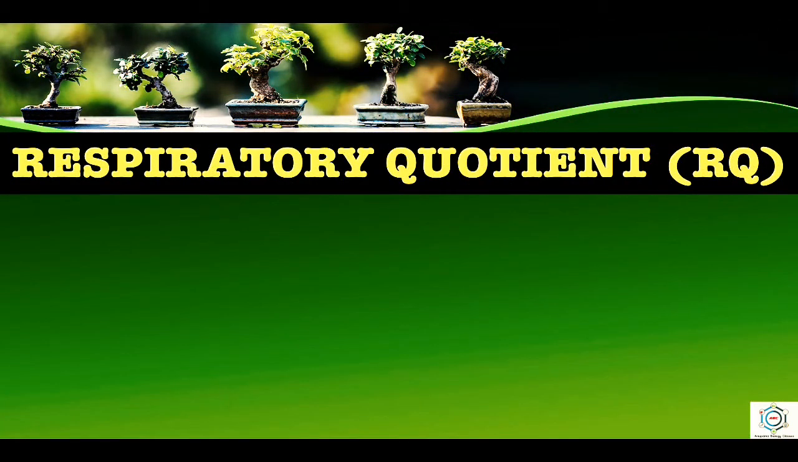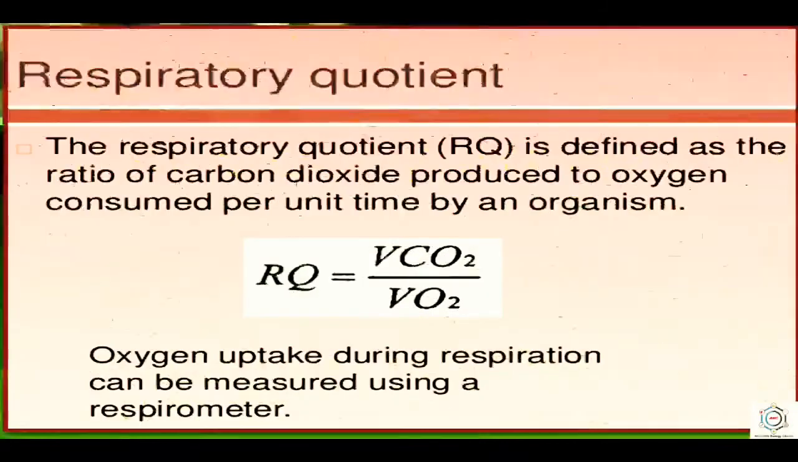Now, respiratory quotient. So, what is respiratory quotient? The respiratory quotient is defined as the ratio of carbon dioxide produced to oxygen consumed per unit time by an organism. So the volume of carbon dioxide evolved divided by the volume of oxygen absorbed is known as respiratory quotient. Oxygen uptake during respiration can be measured using a respirometer.